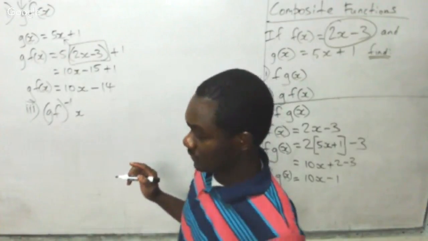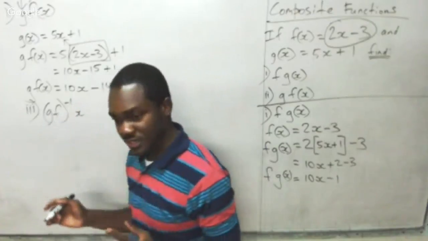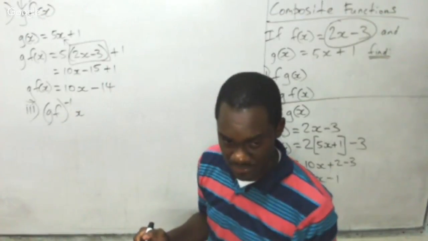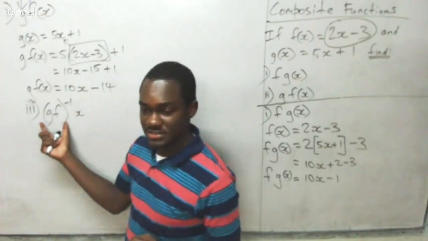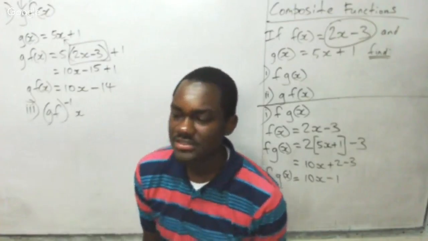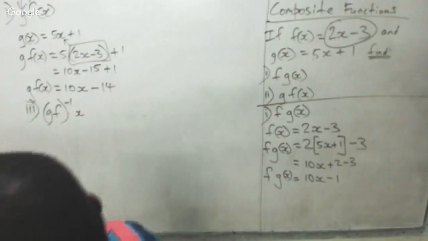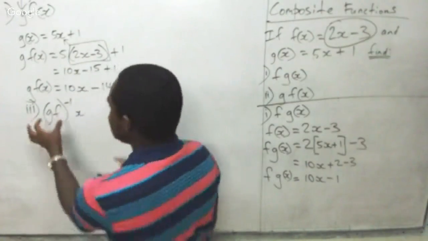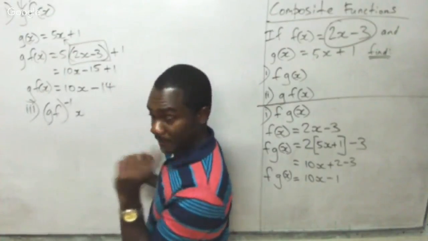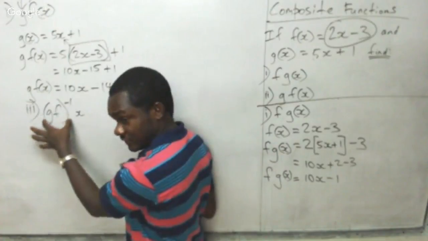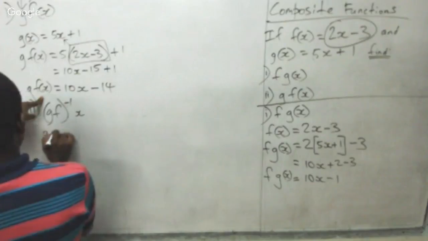All right, ready now. If we're going to find (g∘f) inverse, what are we going to start with? 10x minus... g of x. No, it's g of f, g of f. Because we want the inverse of g of f, we're going to start with g of f. So that is this. So g of f.